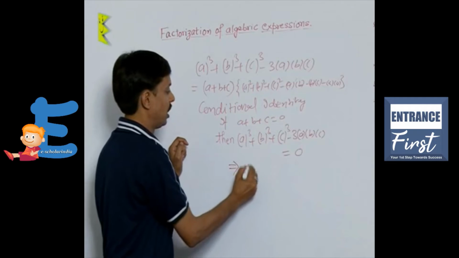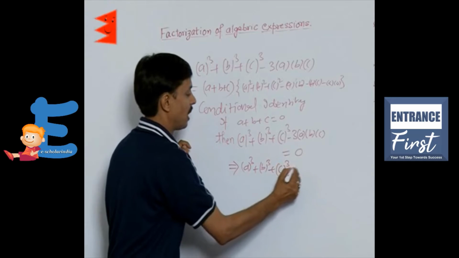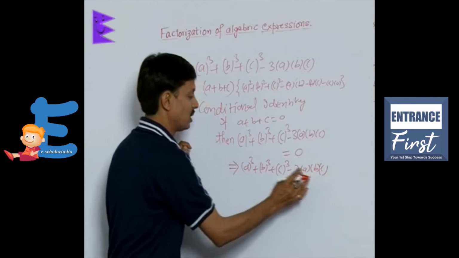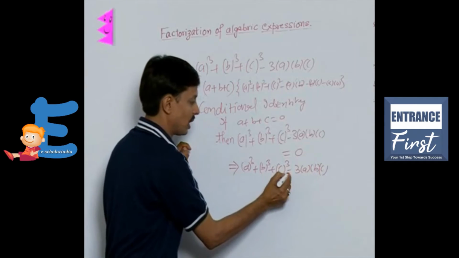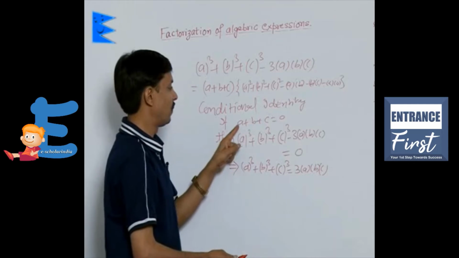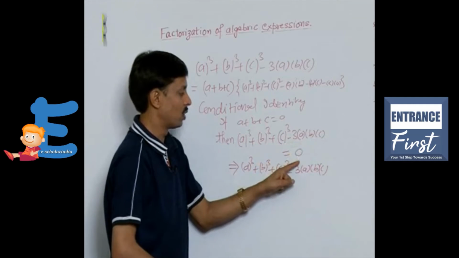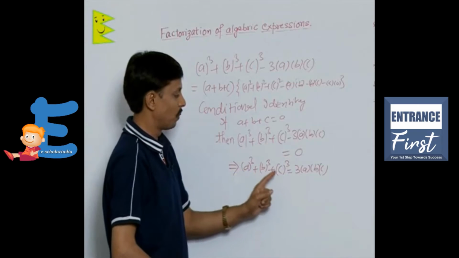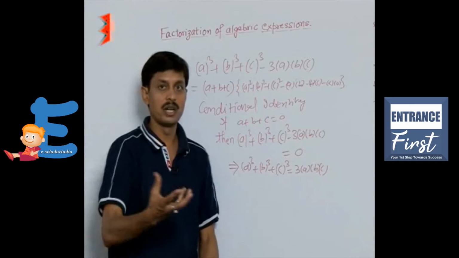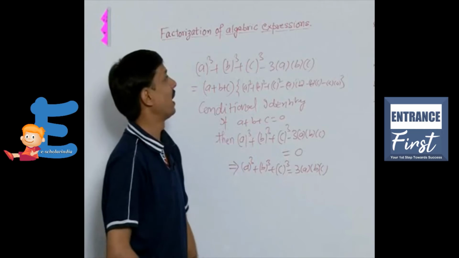Or you can say a cube plus b cube plus c cube minus 3abc, if you shift this, we can say this is equal to 3abc. So the conditional identity: if a + b + c is 0, you can say a cube plus b cube plus c cube minus 3abc is equal to 0, or a cube plus b cube plus c cube is equal to 3abc.